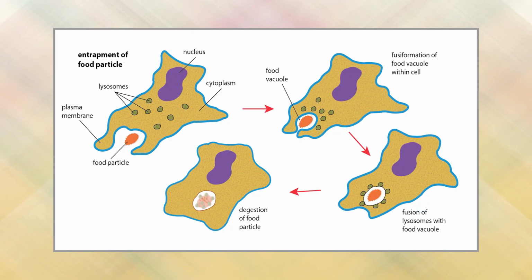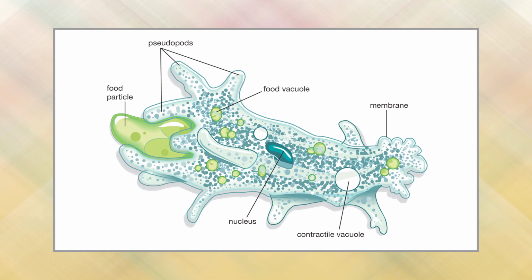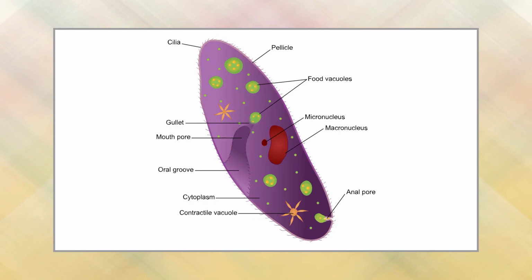Amoeba perform phagocytosis in order to consume food particles. Amoeba engulf particles by surrounding them with pseudopods, which are temporary arm-like projections of the cell that are filled with cytoplasm. Ciliates are another type of organisms that use phagocytosis to eat.